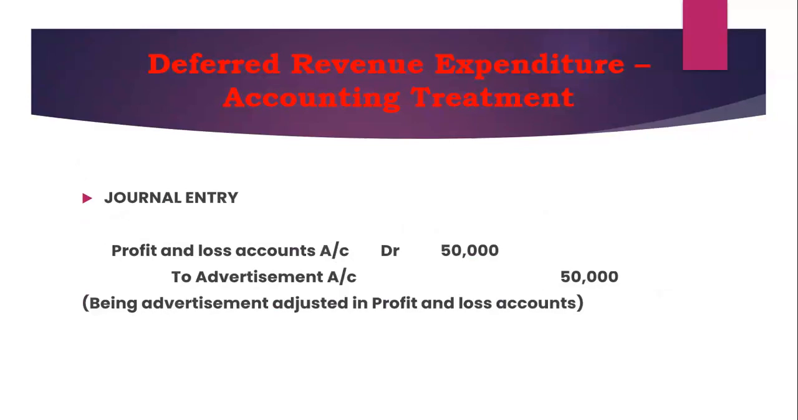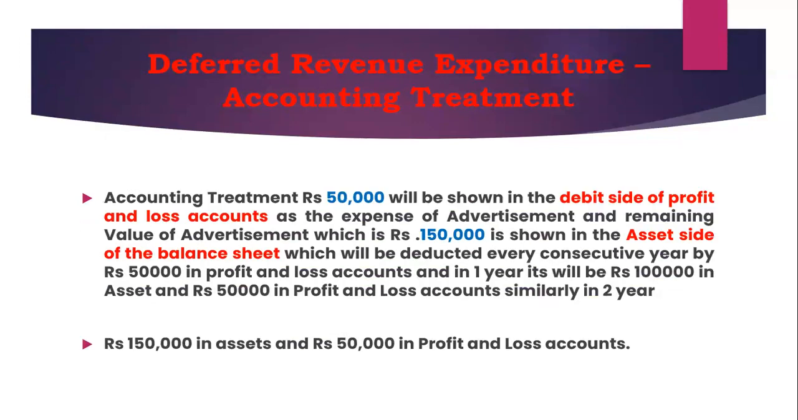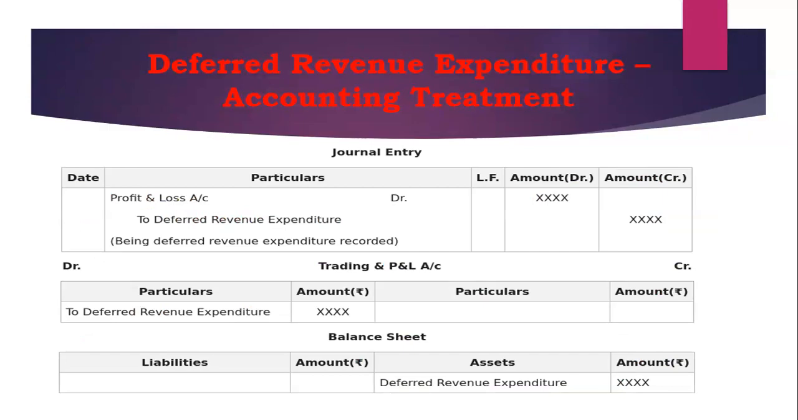So the journal entry will be like this: profit and loss account debit to advertisement account 50,000. So what will be done? The 50,000 we need to show in the debit side of the profit and loss account, and 1,50,000 we need to show in the asset side of the balance sheet as a deferred revenue expenditure. See, this will be the journal entry, and the trading and profit and loss account will be like this, and the balance sheet will be like this.